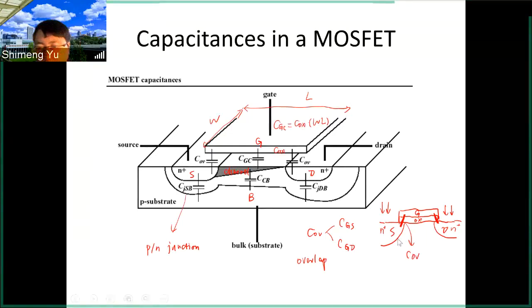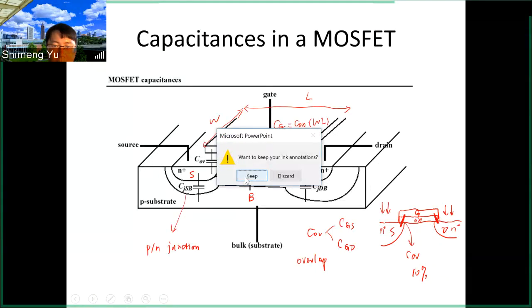This is relatively small, but it's still there, CGS and CGD, compared to the CGC. This is typically like 10% compared to the primary cap from the gate to channel. The CGS is like 10% because here this diffusion is like 10% of the L. So those are the capacitances in the MOSFET. Any questions?